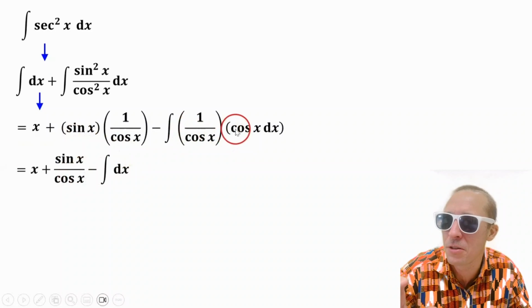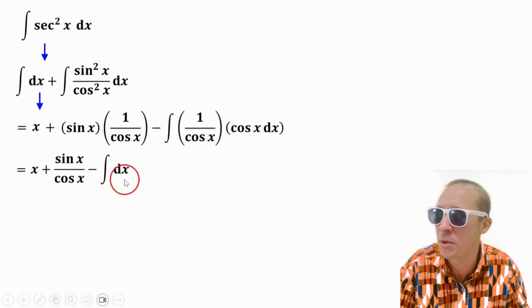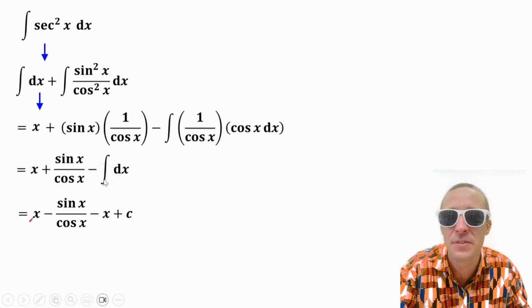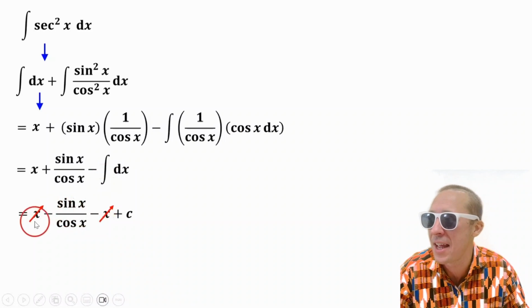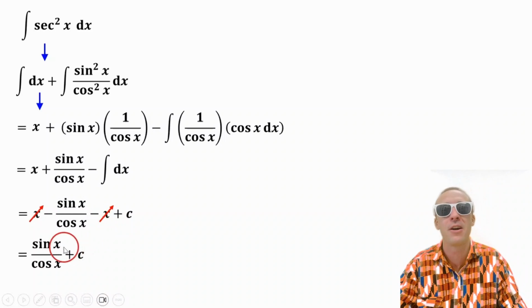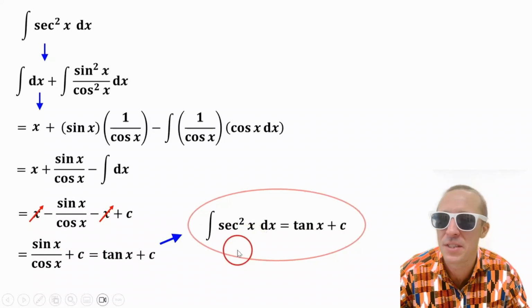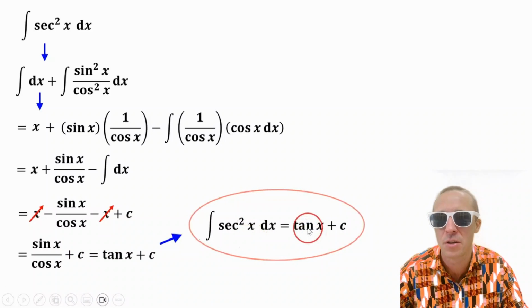And this integral here on the right, we have cos x over cos x. That just makes 1. So it's minus the integral of dx, which we've already done, which is x. And positive x cancels out with negative x. And that's literally our answer. We're done. Sine over cos is tan. So the integral of secant squared x is tan x plus our integration constant.